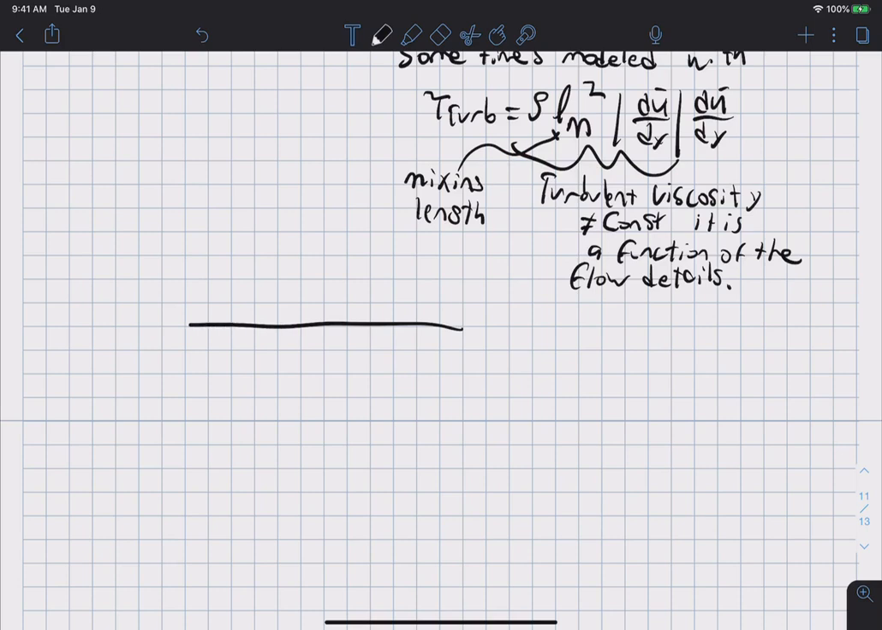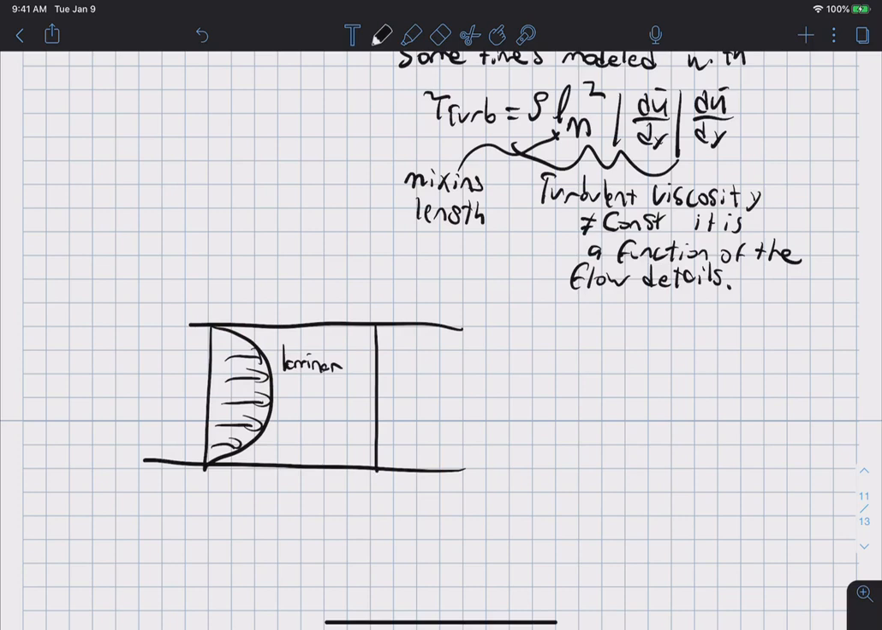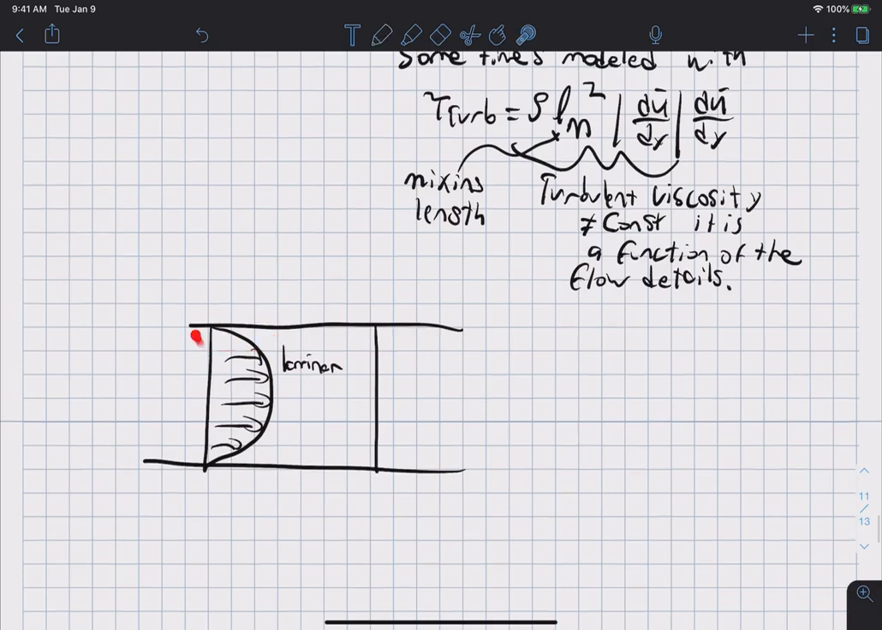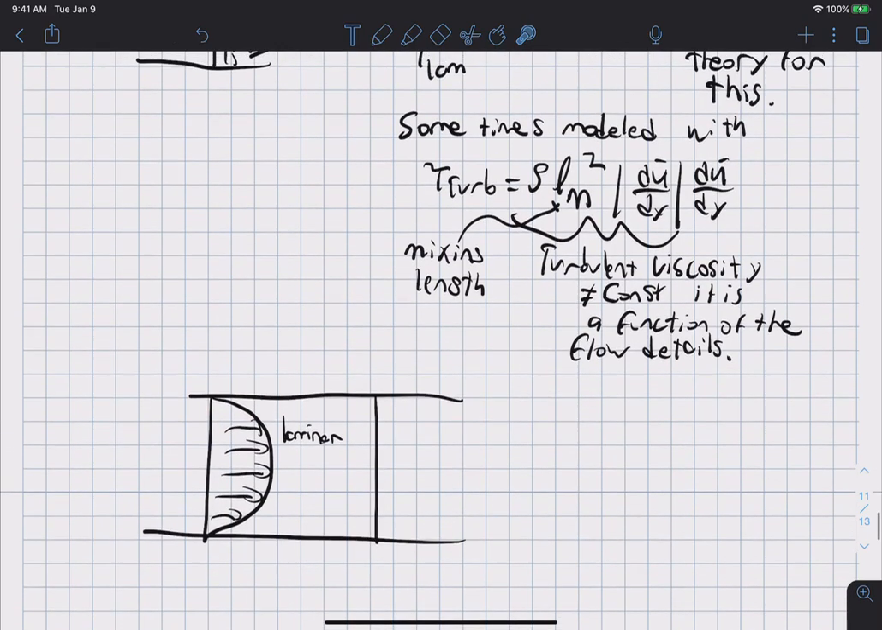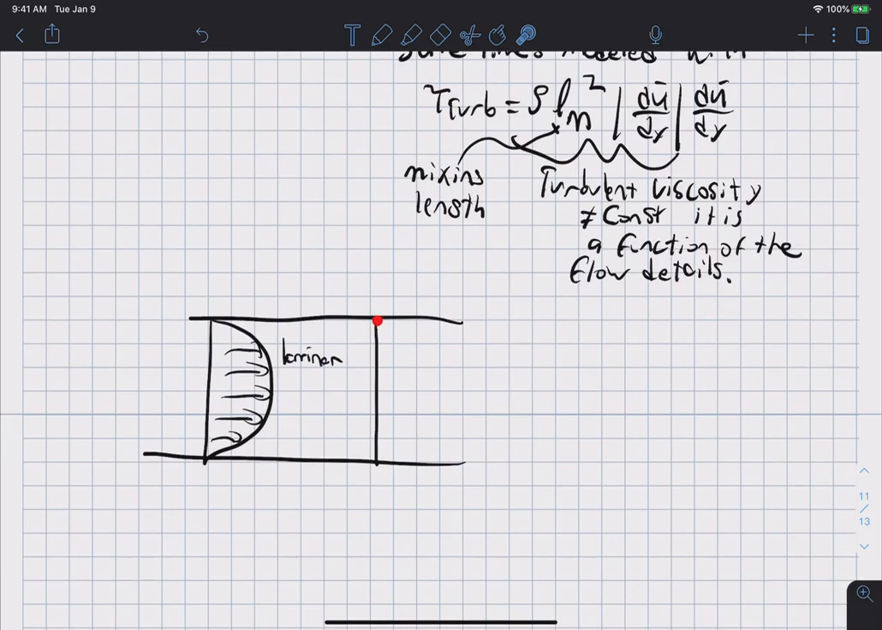So if I draw the tube, and just for reference I'll draw a laminar velocity profile. Well, if the flow is turbulent, the turbulent viscosity would be next to zero here and very high over here. And so what you wind up with then is an enhanced shear stress right at the wall here, which increases tau wall, which increases the pressure drop. And the effect on the mean velocity profile is that it is very flat for most of the pipe, except for near the walls.